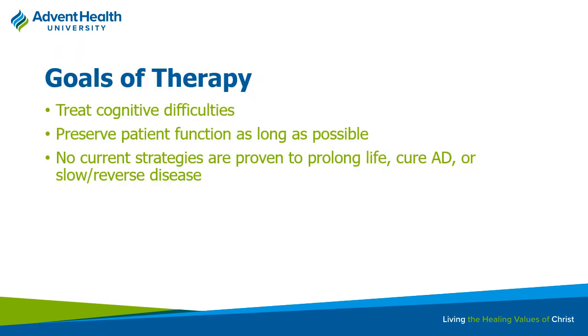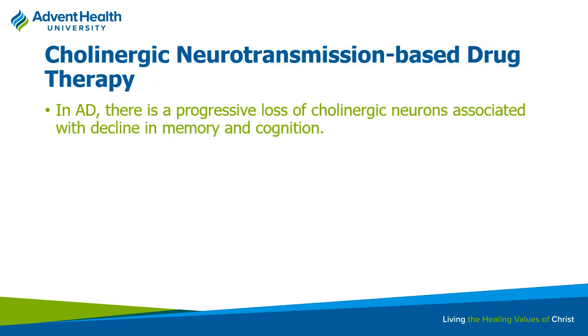So our goals, though, are what we're going to shoot for: try to treat some of the cognitive difficulties, try to improve their memory, improve their ability to perform activities of daily living as best they can. But again, there's no way to cure it. There's no way necessarily to prolong life with these patients, or really slow or reverse the condition. Right? Once those neurons are gone, they're gone essentially.